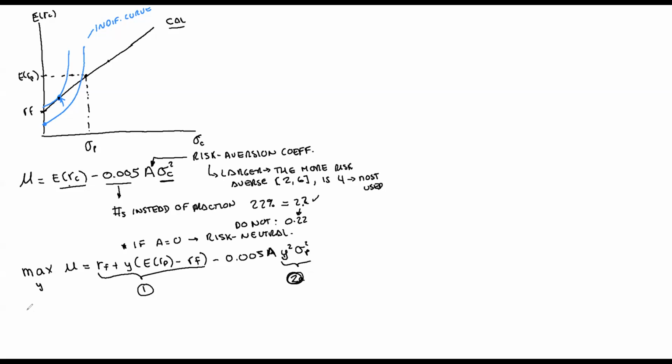Do you remember what was the first order condition for optimization, guys? The first derivative of the utility function with respect to Y should be equal to 0. Correct? So that's what I will do.